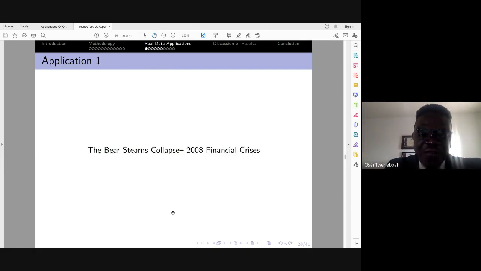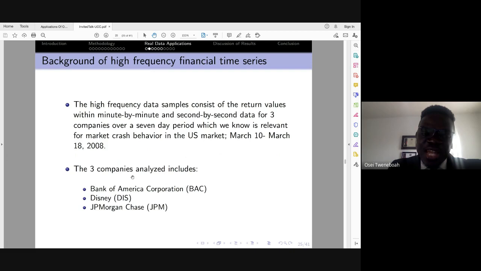Good. So for our first application, we'll be looking at the Bernstein's collapse. Basically, the Bernstein's collapse was a market crash which occurred in the year 2008, and you notice that 2008 was known as the global financial crash.